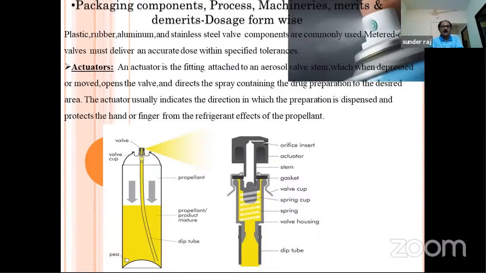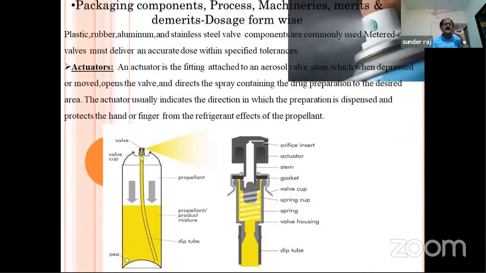I give the picture. In the picture, you can see where the valve is, where the actuator is, and how the propellant works. When you put the pressure, the contents inside the container will come outside through the dip tube. From the dip tube, the medicament will move and dispense outside. You can see the various parts of the aerosol container: actuator, stem, gasket, valve cap, spring, valve housing, and dip tube.